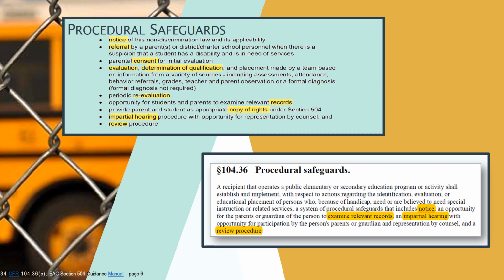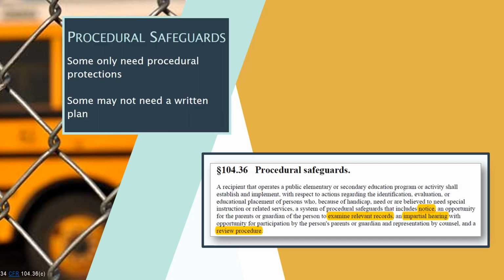procedural safeguard. Pretty much everything being discussed in this presentation is a safeguard: the notice, the referral process, an evaluation by a team, parental access to records and the description of their rights under Section 504, a grievance and impartial hearing process, and a review procedure of the hearing process are all safeguards. Some students will only need the protections and safeguards of Section 504 and not a written Section 504 plan. Students without a written plan can still receive an evaluation, the grievance process, parental access to review records, a review procedure, and all of the other safeguards.